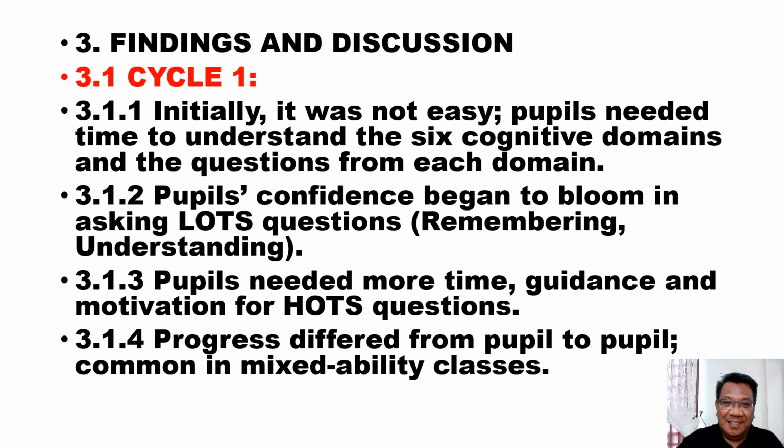Now we come to findings and discussion. Ladies and gentlemen, I would like to present the findings according to the cycles. In cycle 1, I have to admit, initially it was not easy for the pupils to understand the 6 cognitive domains. However, after some time, they began to understand the questions from the different cognitive domains. And because of this difficulty, I focused more on the lowest cognitive domains, which are remembering and understanding. And from there, I could see their confidence began to bloom.